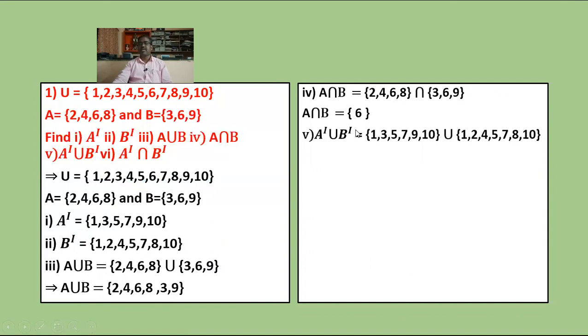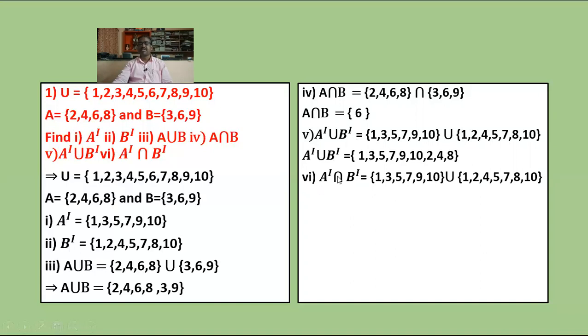A complement union B complement. This is the A complement set: {1, 3, 5, 7, 9, 10}. Union of the B complement set: {1, 2, 4, 5, 7, 8, 10}. Take all elements in sets A complement and B complement. The union set is {1, 2, 3, 4, 5, 7, 8, 9, 10}. These are the elements in A complement union B complement.